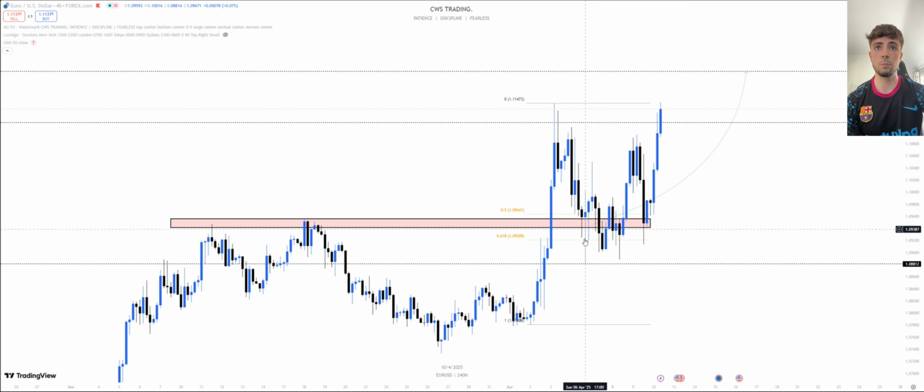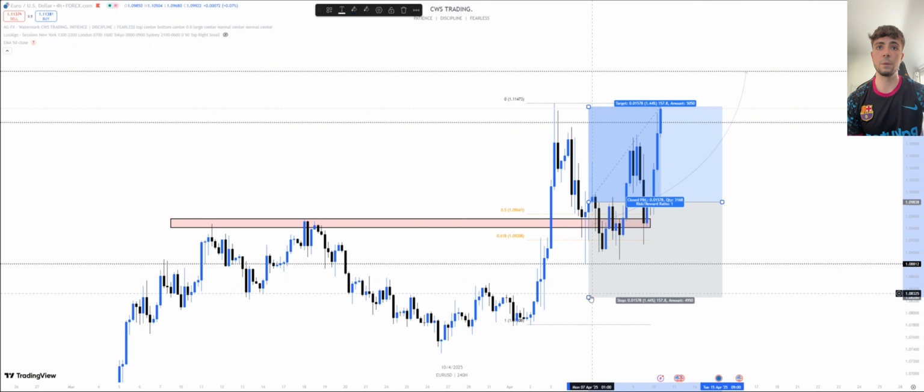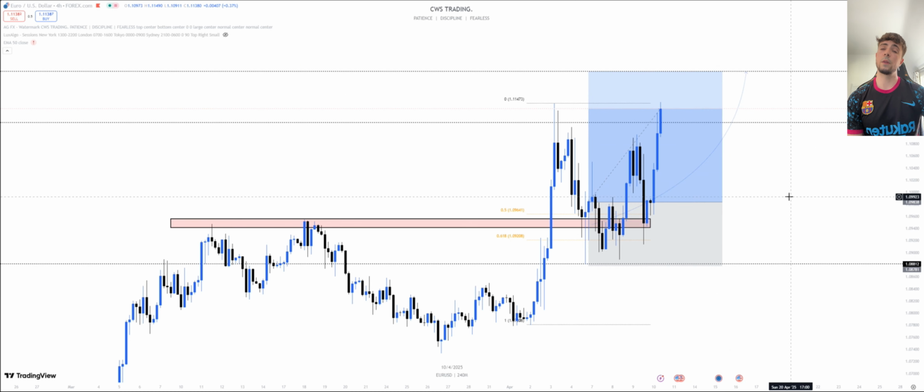We can see that price has wicked down. It didn't quite close as a hammer. This one did, however. So there was a trade here. And then if you simply put stops below the wick and target up here, that would be a really nice trade. So yeah, you look for the fib, look for energetic moves.